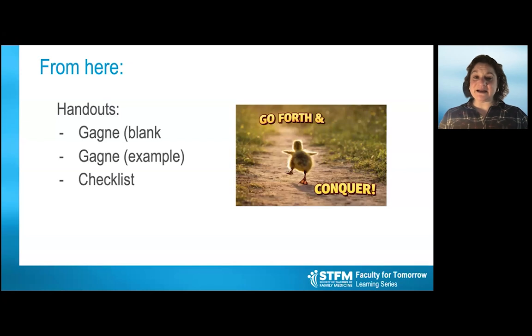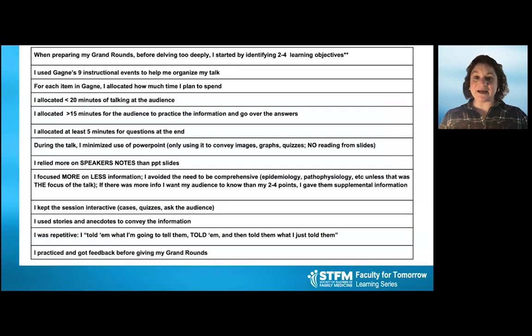Okay, so from here, you have Gagné's 9 events as a blank sample and you have a checklist. This is what your checklist looks like. So when you're preparing your grand rounds, you can remind yourself what you need to do. It tells you to identify 2 to 4 learning objectives and use Gagné's 9 instructional events. You're saying, yep, I did it. For each item in Gagné, you allocated how much time you're going to spend on each section. Less than 20 minutes to talk to your audience. More than 15 minutes to let them practice things and go over the answers. At least 5 minutes at the end for questions.